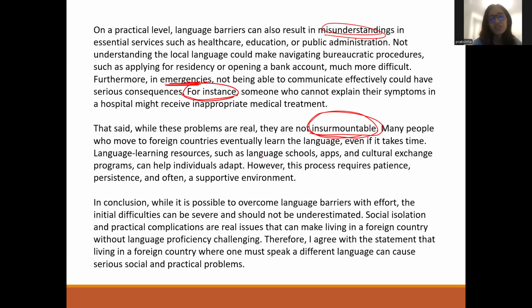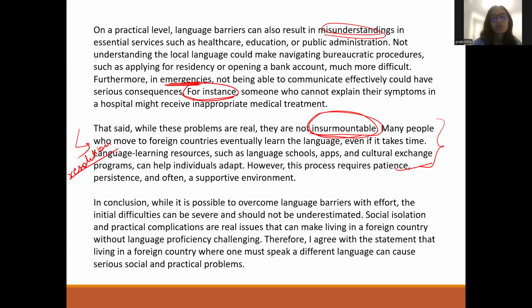Language learning resources such as language schools, apps, and cultural exchange programs can help individuals adapt. However, this process requires patience, persistence, and often a supportive environment, right? So, this is like we have given two reasons, and then we said that it's not that big of a deal. There's a resolution that's given in this paragraph, right? Then you have the conclusion.